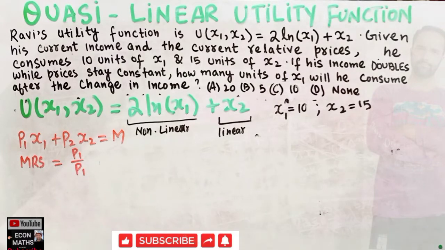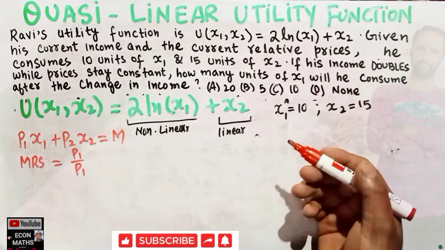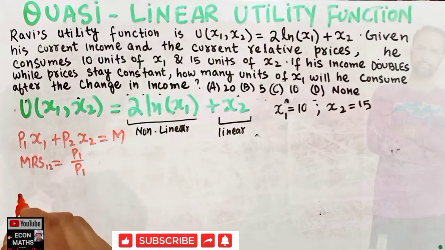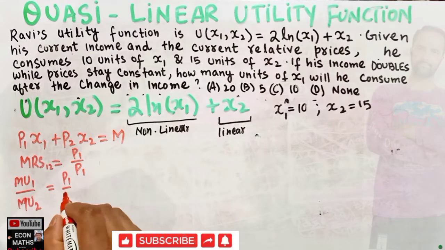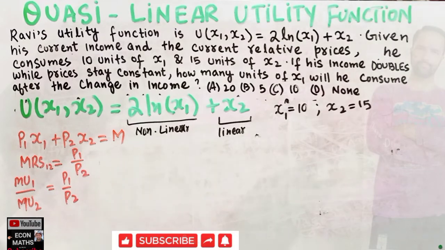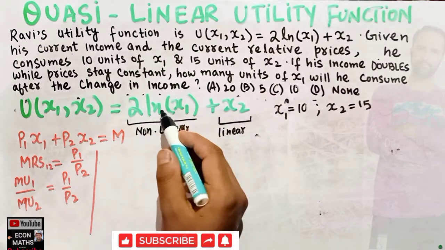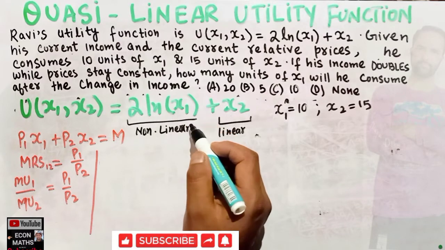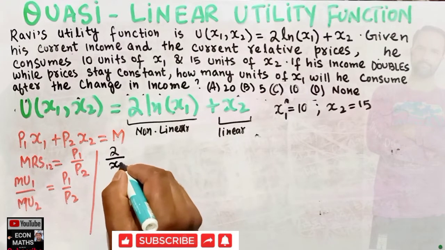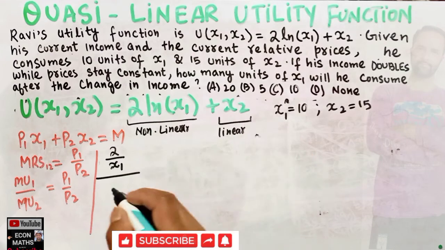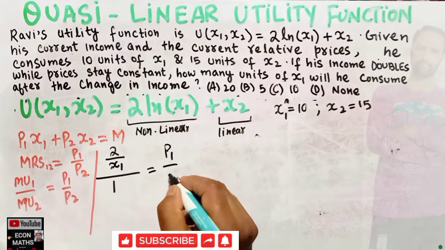I have explained the in-depth concept of the quasi-linear utility function in another video, and you can check that video. The marginal rate of substitution between good 1 and 2 is the marginal utility of good x1 upon the marginal utility of good x2. It should be equal to the ratio of the prices. The marginal utility of good x1 is the partial derivative of this function with respect to x1. The derivative of ln x1 is 1 upon x1, so we get 2 upon x1, divided by the marginal utility of good x2, the partial derivative with respect to x2, which is 1. So we are left with 2 upon x1 equal to the price of good 1 upon the price of good 2.